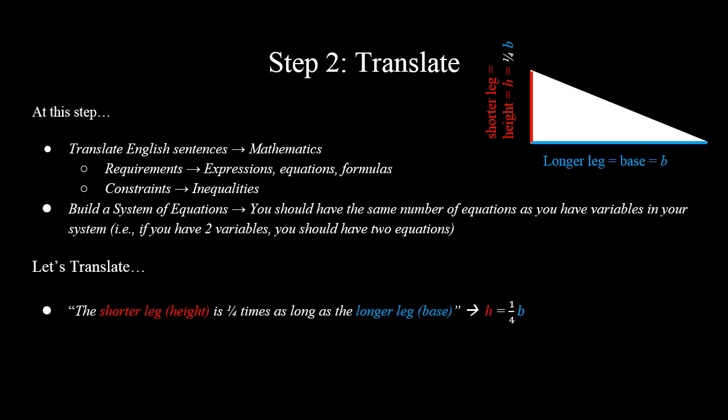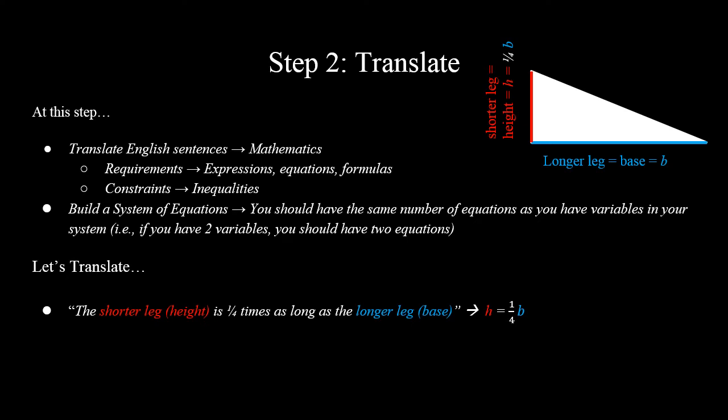So let's translate. In our problem, I'm just pulling the English sentences that we need to translate from English to mathematics. The first sentence we're going to look at is that the shorter leg, which we called the height, is 1/4 times as long as the longer leg, which we called the base, okay?